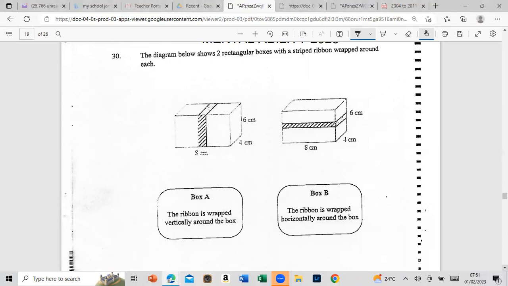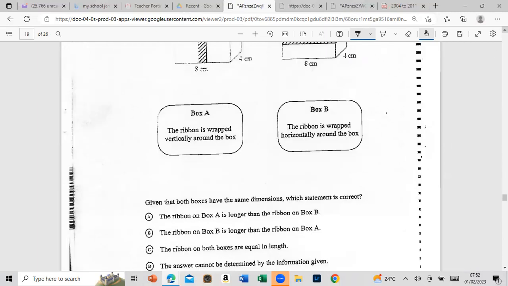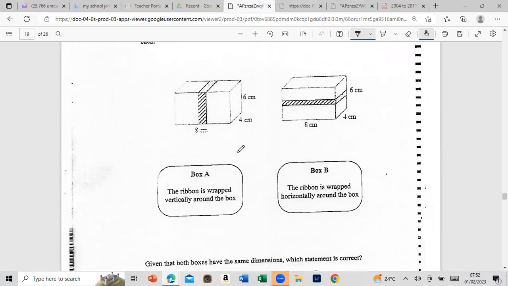Read them carefully, right? It says, given that both boxes have the same dimension, which statement is true? A, the ribbon on box A is longer than the ribbon on box B. B, the ribbon on box B is longer than the ribbon on box A. C, the ribbon on both boxes is equal in length, or D, the answer cannot be determined from the information given. Okay, so it's not the dimension they give. They only give the remainder.